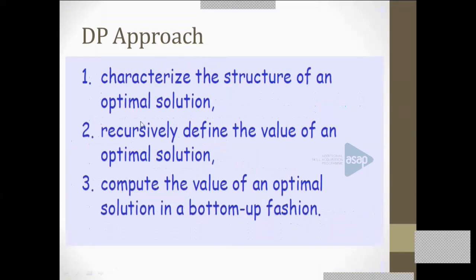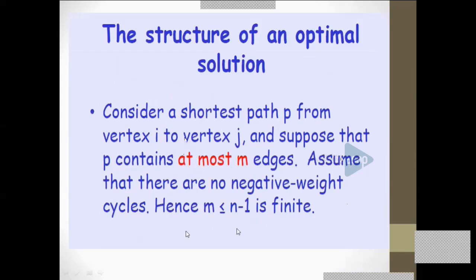The dynamic programming approach characterizes the structure of the optimal solution, recursively defines the value of an optimal solution, and computes the value of an optimal solution in a bottom-up fashion. These are the very important 3 steps. One more step is there: from this table, you have to print the final answer. But at present, we are concentrating on the first 3 steps and the structure of an optimal solution.